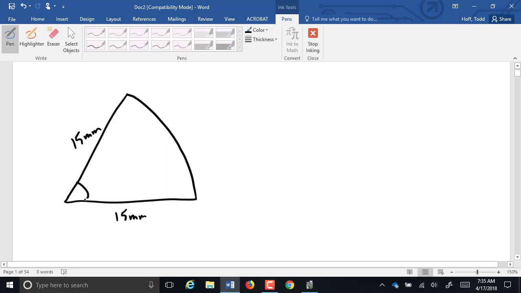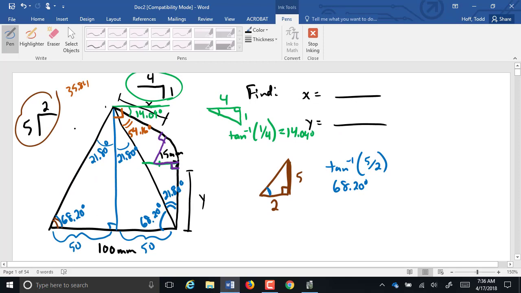Do we know that angle? The answer is, yeah, we do kind of know that angle. We know that this angle right here, well, let's do this. I know this angle right here is the 68.20, right? Which makes this angle over here 111.80.